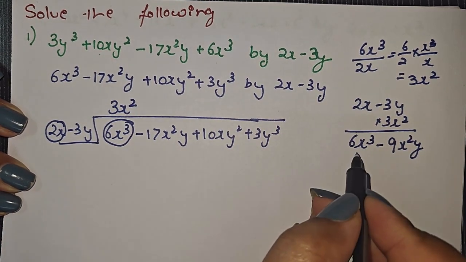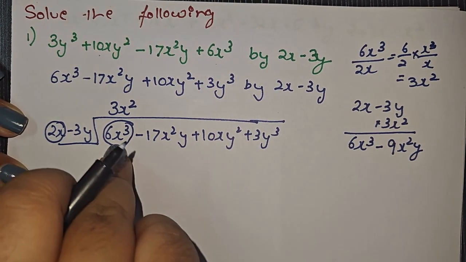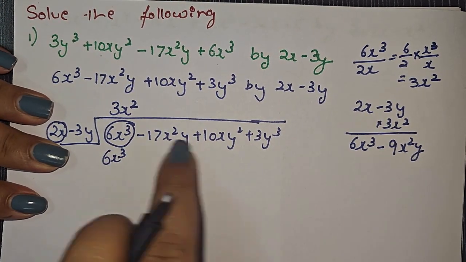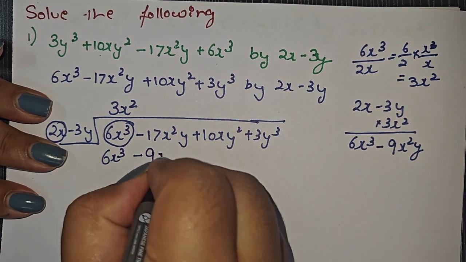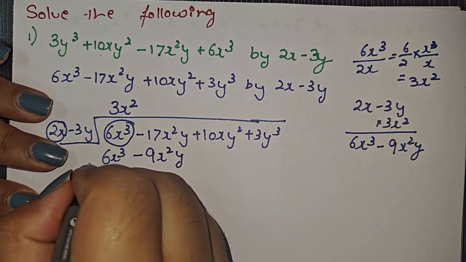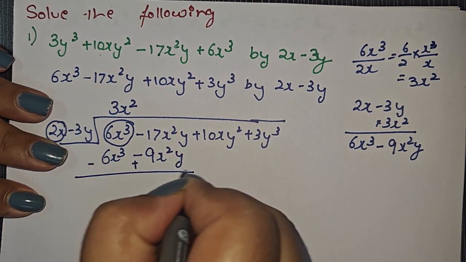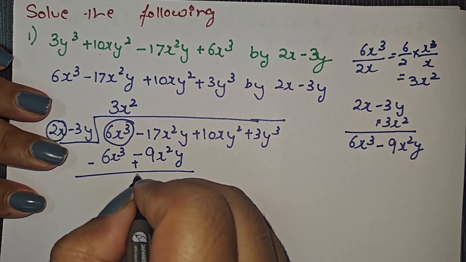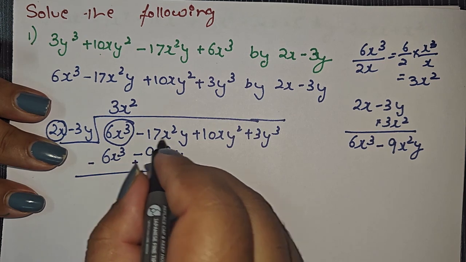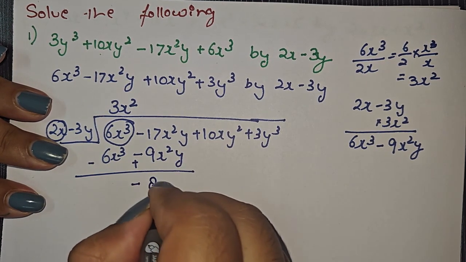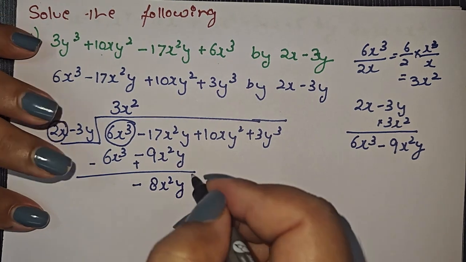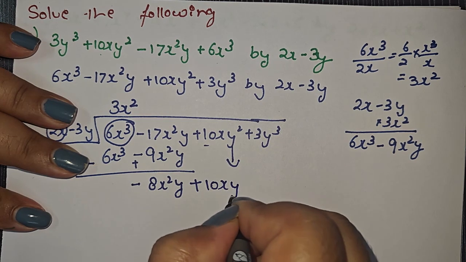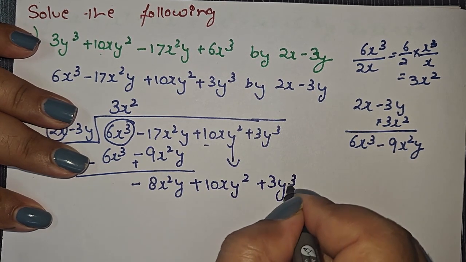Okay, so let's start putting it here. x to the power 3 here, so it will be x to the power 3. Then we have x square y, and minus 9x square y. Let's change the sign since we have to subtract it. This will be cancelled out, or 0. This is negative, this is positive, so we have to subtract it, and the sign will be negative since the negative one is bigger, and the answer will be minus 8x square y. Now we will bring this whole thing down, so it will be plus 10xy square plus 3y to the power 3.